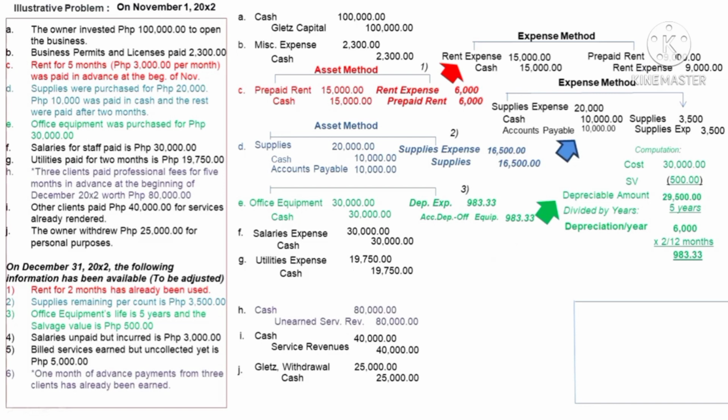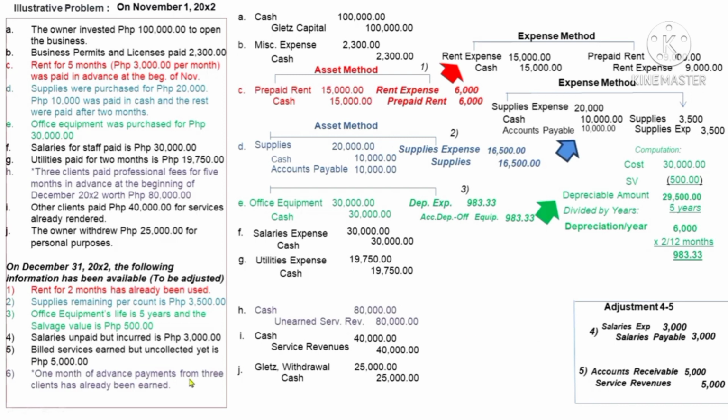Number 4 and number 5 are not related to any transaction here, so let's consider them separately. Number 4 is an example of an accrued expense. In here you have unpaid salaries of 3,000. The adjusting entry is simply debit salaries expense of 3,000 and credit salaries payable of 3,000. While number 5 is an example of accrued revenues, where the adjusting entry is just debit receivable and credit revenues. And in this case, since you billed customers for services for 5,000, you just need to debit accounts receivable of 5,000 and then credit service revenues of 5,000.